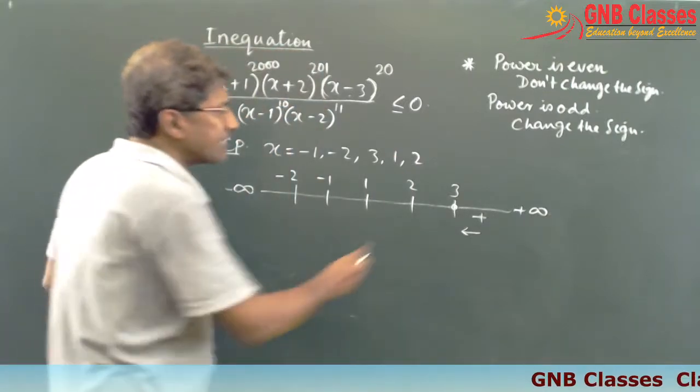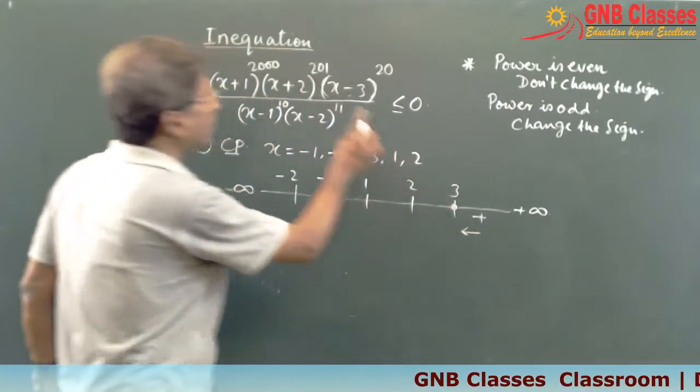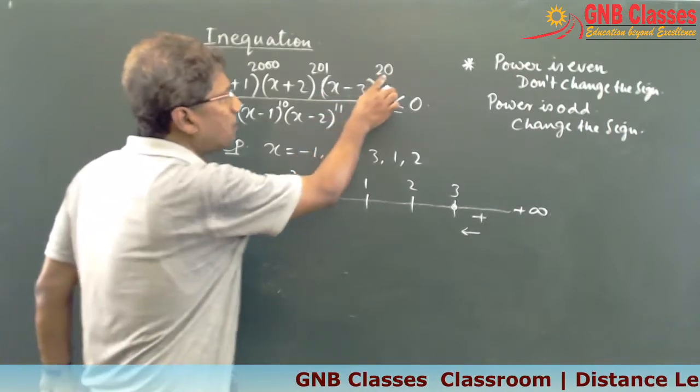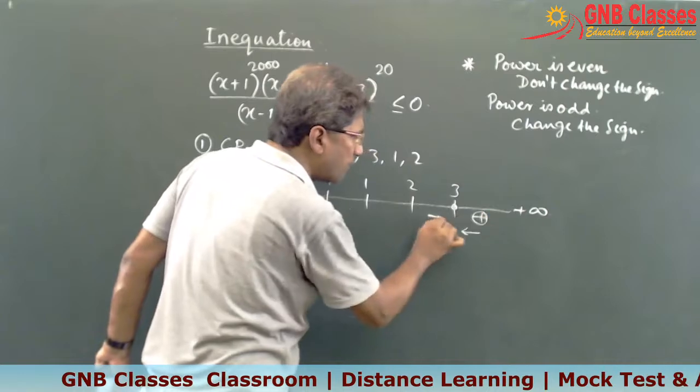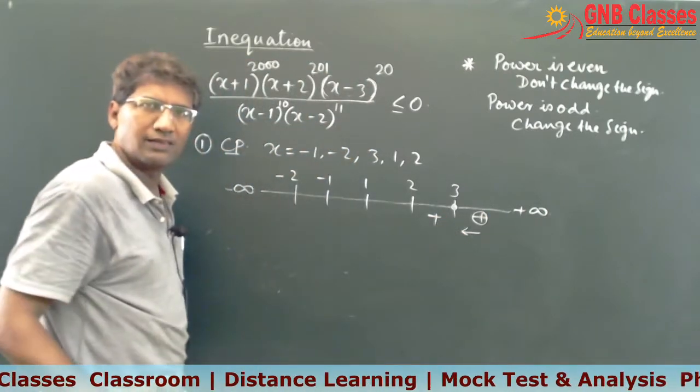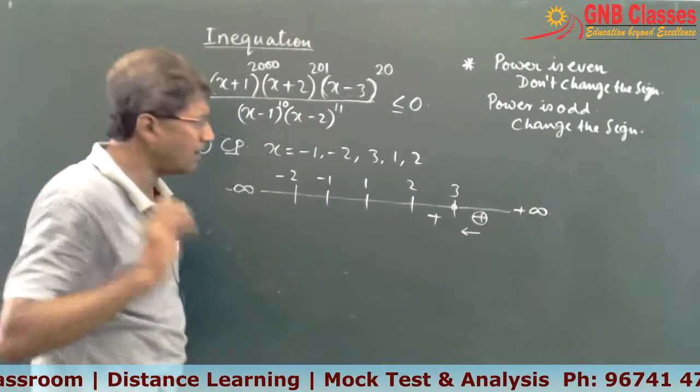Okay. In this case, we are crossing the critical point 3. 3 came from here, whose power is even. So don't change the sign. It means positive is there, keep it positive. Is it clear to everyone? Did you understand? Yes? Okay.